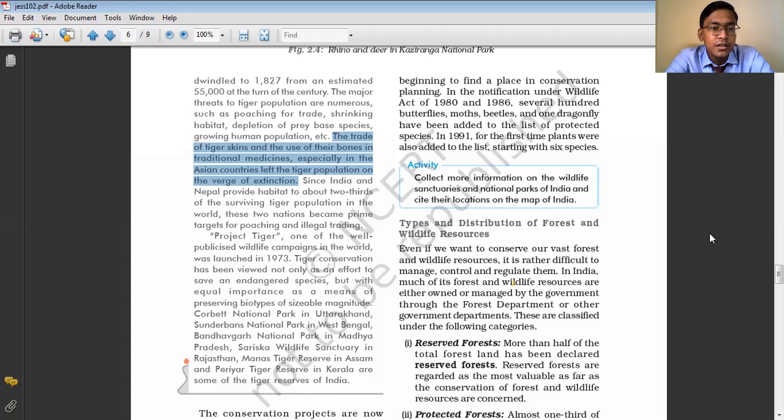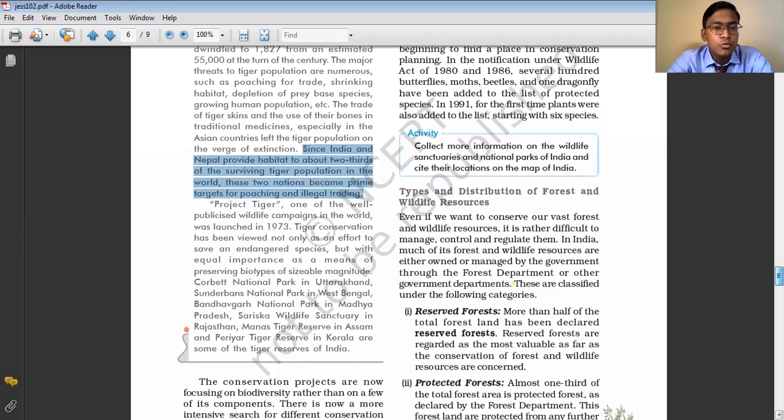So this is the reason that in the continent of Asia, the population of tigers reduced drastically, and it was on the verge of extinction actually. Since India and Nepal provide habitat to about two-thirds of the surviving tiger population in the world, these two nations became prime targets for poaching and illegal trading actually.